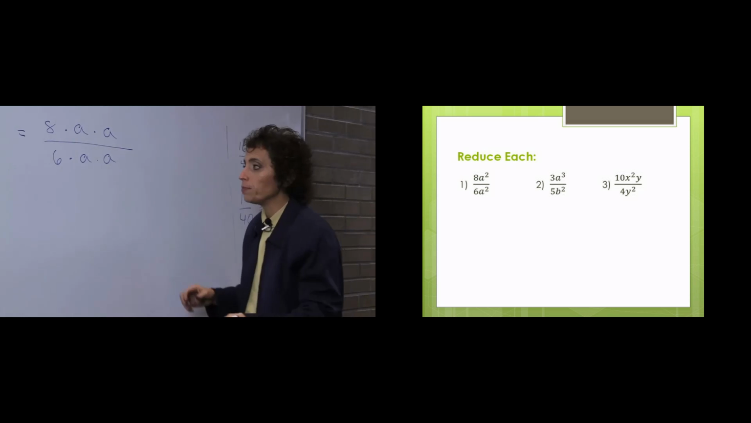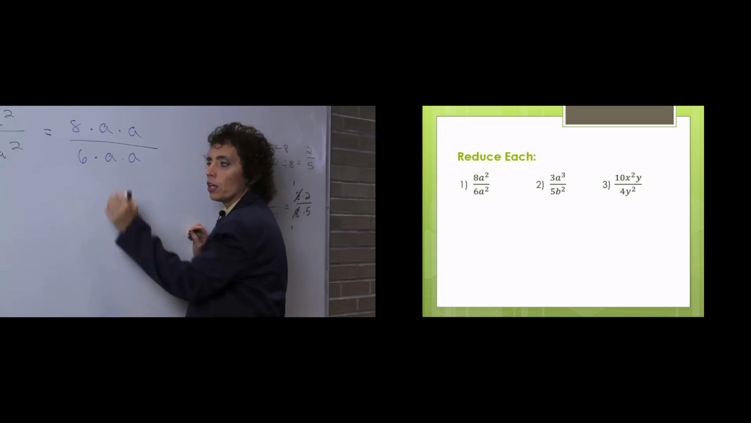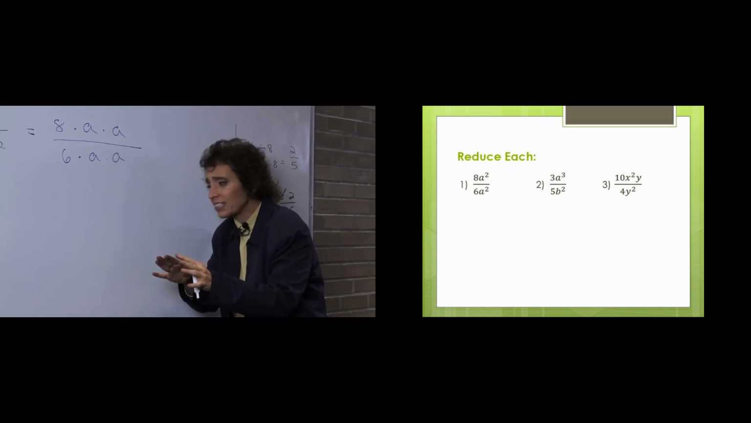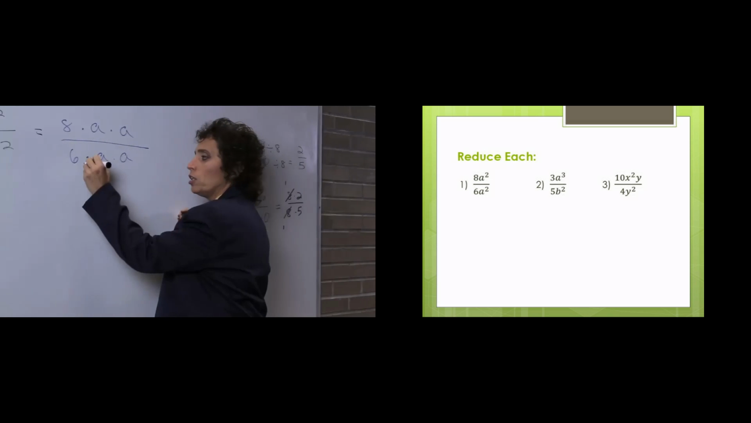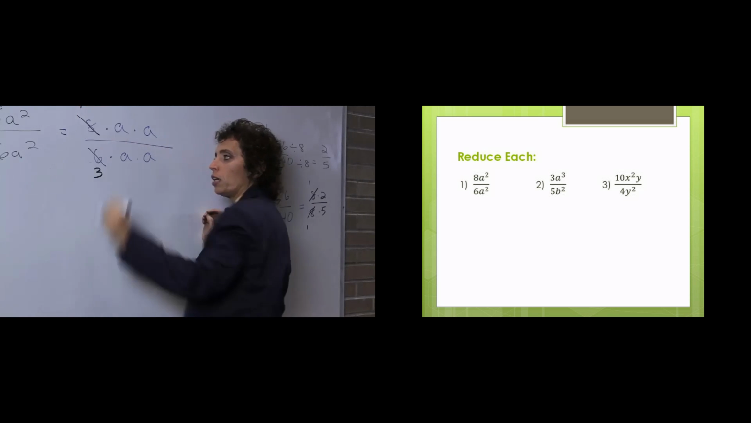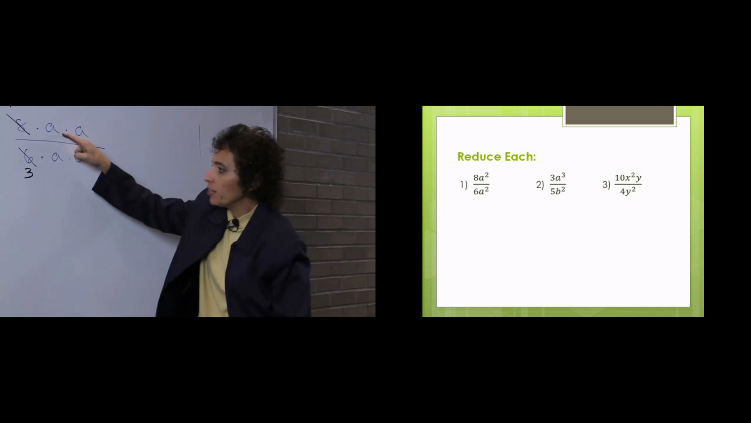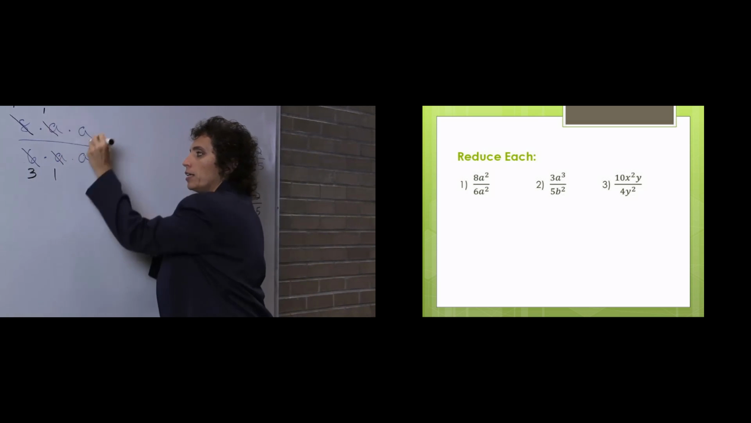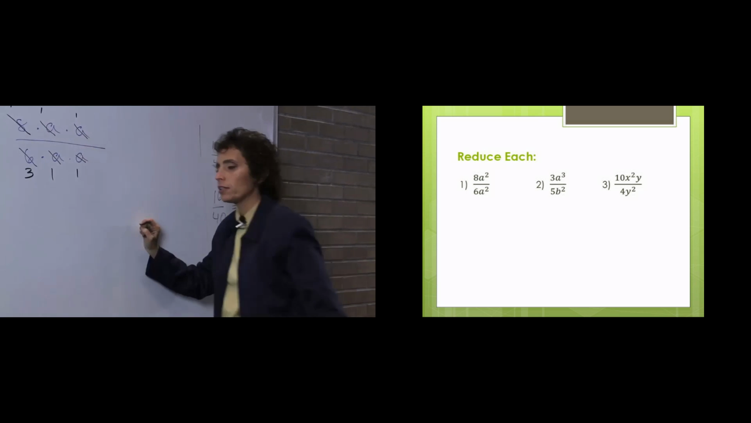Okay, you ready? Here we go. I'm going to reduce the numbers. We have to pick a number that divides into 6 and 8. The highest number that divides into 6 and 8 is 2. So 2 goes into 6 3 times. 2 goes into 8 4 times. But now, anything divided by itself is 1. So good night, good night, good night, good night.